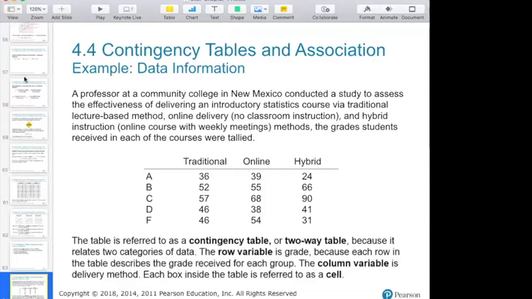Each entry inside, so each one of those numbers, is referred to as a cell. This is just like any kind of table that you would make in a spreadsheet or Excel or StatCrunch. All of those things would give you a way that you could lay out a contingency table or a two-way table in this way.